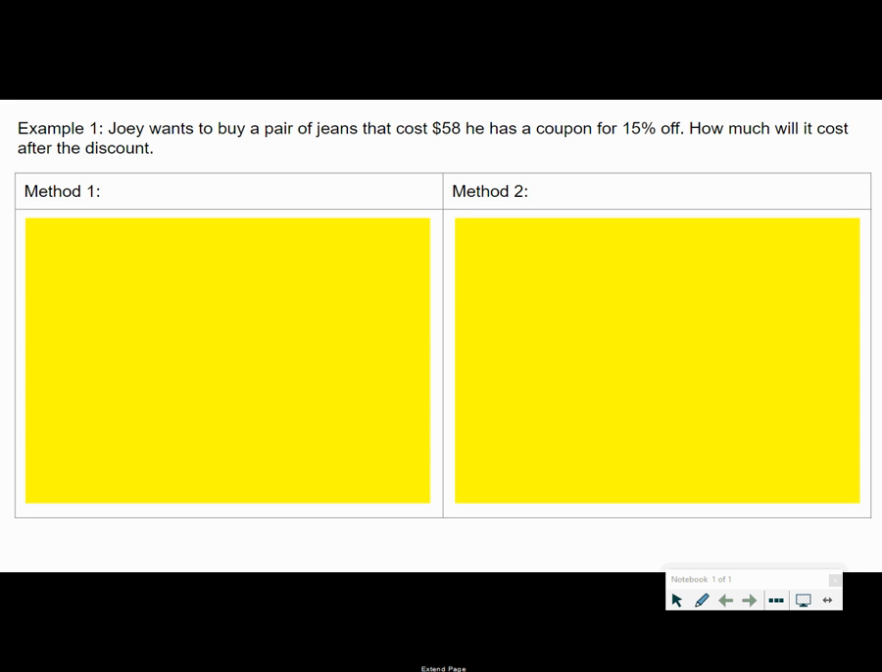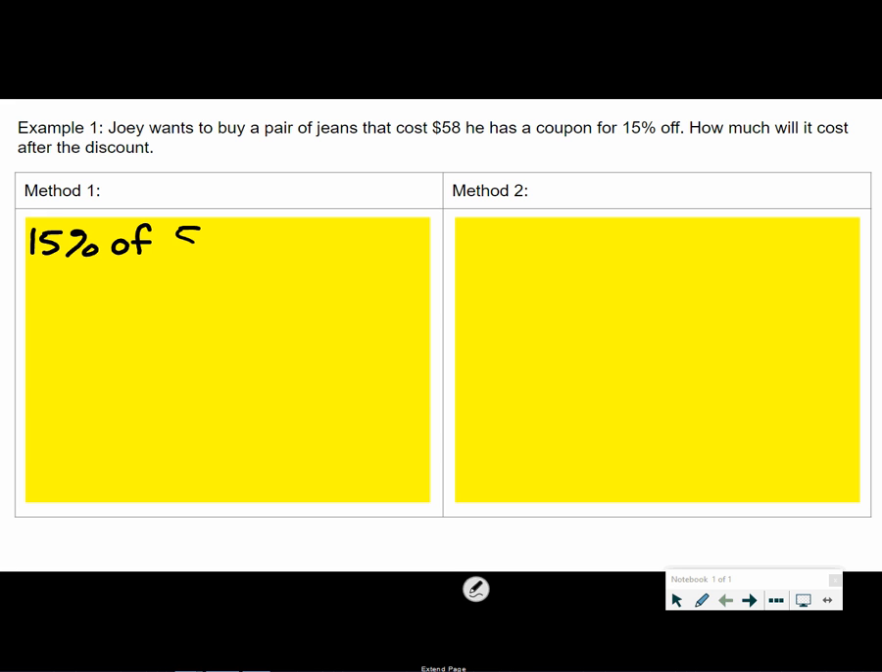So example 1: Joey wants to buy a pair of jeans that cost $58. He has a coupon for 15% off. How much will it cost after the discount? For method 1, we would start with 15% of 58 is X. I'm going to write a proportion: 15 over 100 equals X over 58.